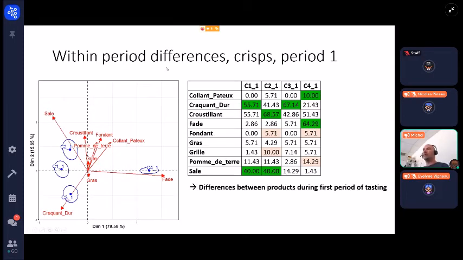So, for example, this is an example of within-period differences in TDS for the whole product space of crisps in period one. And again, you can interpret this table by row. So, hard was the most important in crisp C4. Hard was also important in products C1 and C3, and salty was more important in C1 and C2, for example. So it enables us to differentiate between products during the first period to be tested.